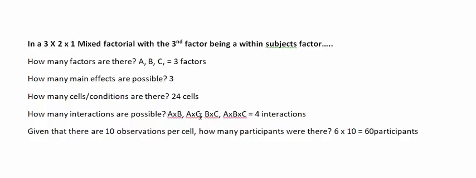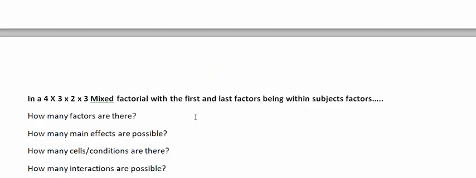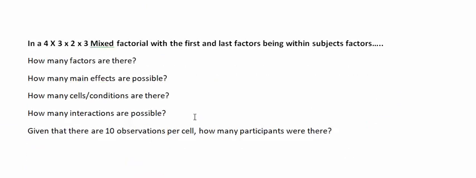Okay, the number of cells would change, right? But the number of interactions would remain the same. So for any 3-factor study, there are 4 interactions possible and 3 main effects. Okay, let's move down to another one.